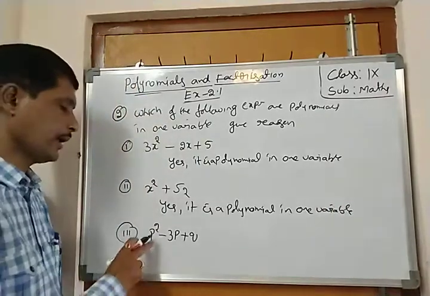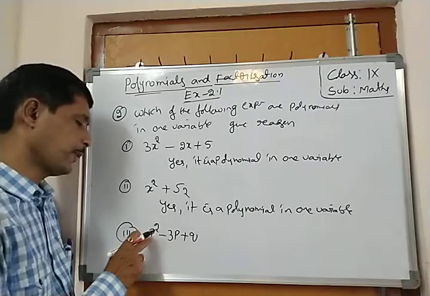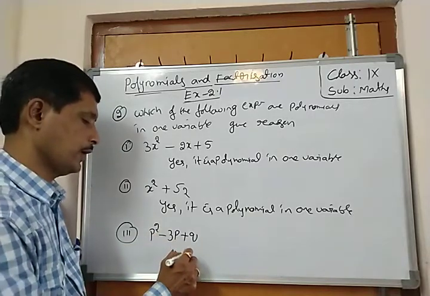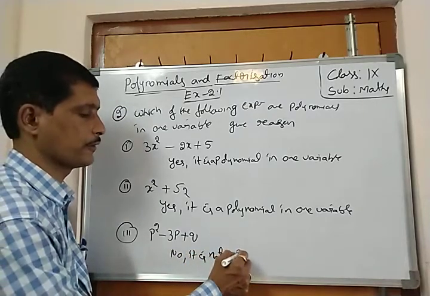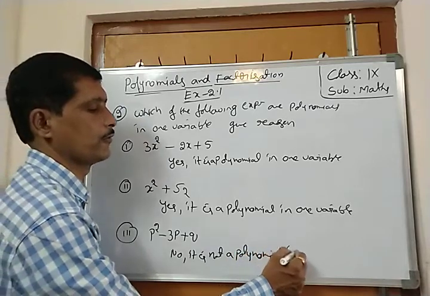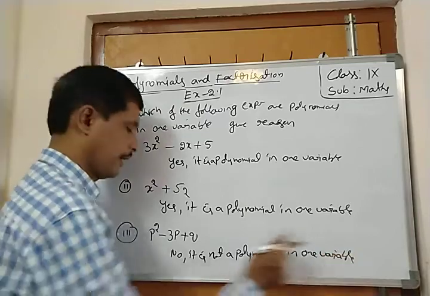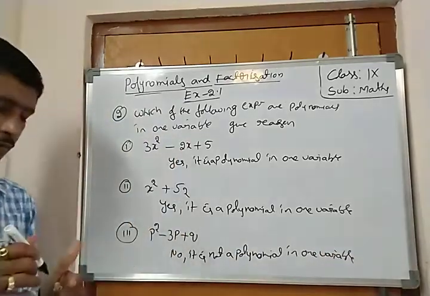Next, here p square minus 3p plus q. Here p is there, here q is there, therefore no, it is not a polynomial in one variable. Yes, it is a polynomial, but in two variables, and you are asking only for one variable.